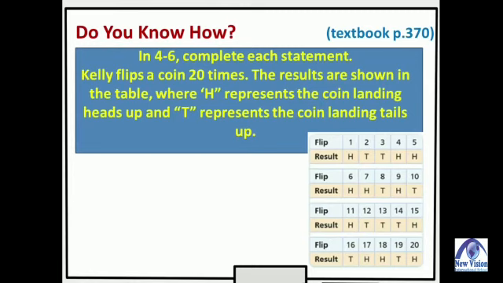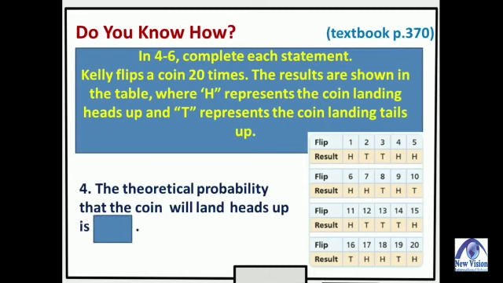Kelly flips a coin 20 times. The results are shown in the table, where H represents the coin landing heads up and T represents the coin landing tails up. So what is the theoretical probability that the coin will land heads up? This is 50%.